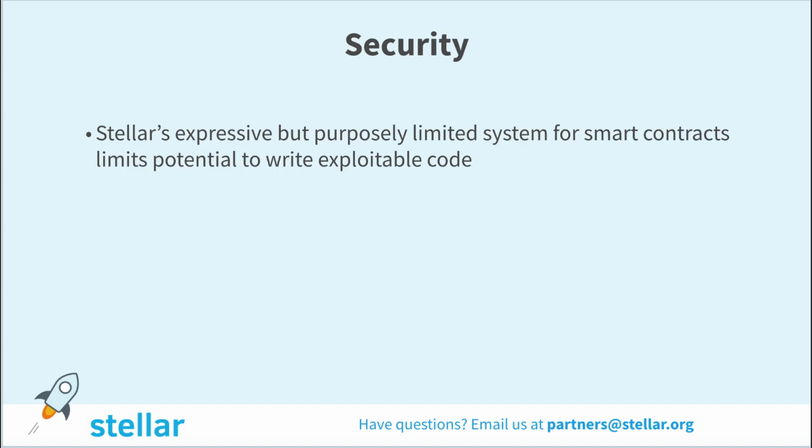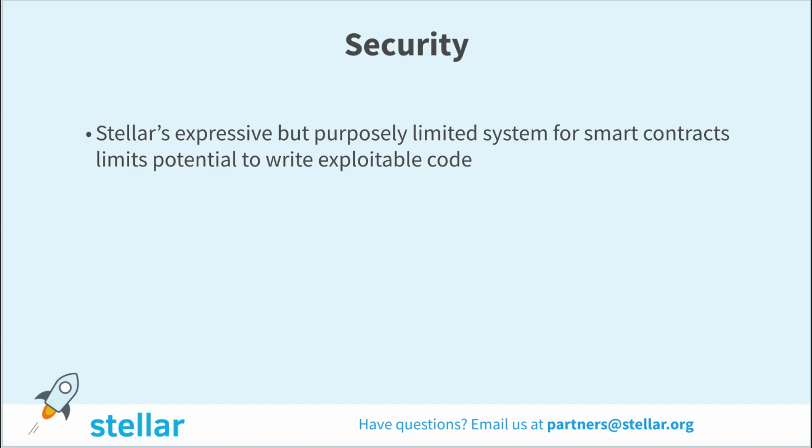Stellar features an expressive but purposely limited system for smart contracts. Ethereum, as many of you know, offers a Turing-complete scripting language, which basically means that you can write up whatever complicated, sophisticated smart contracts that you want. And though this flexibility can be nice in theory, in practice it allows developers to write exploitable code. And we've seen this time and time again in the past few months and years, where anonymous hackers have stolen millions of dollars by exploiting vulnerabilities in these Turing-complete smart contracts.